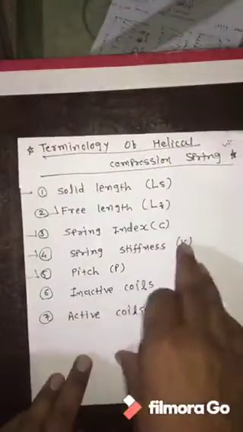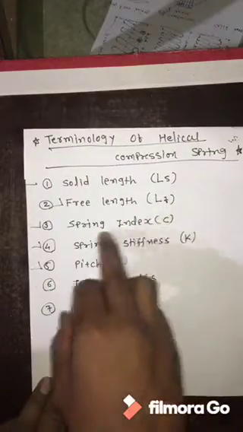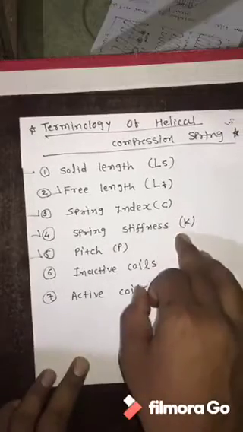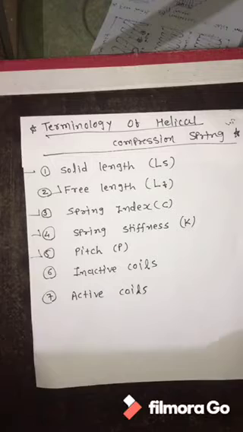These are the terminology of the helical compression spring: solid length, free length, spring index, spring stiffness, pitch, inactive coil and active coil.